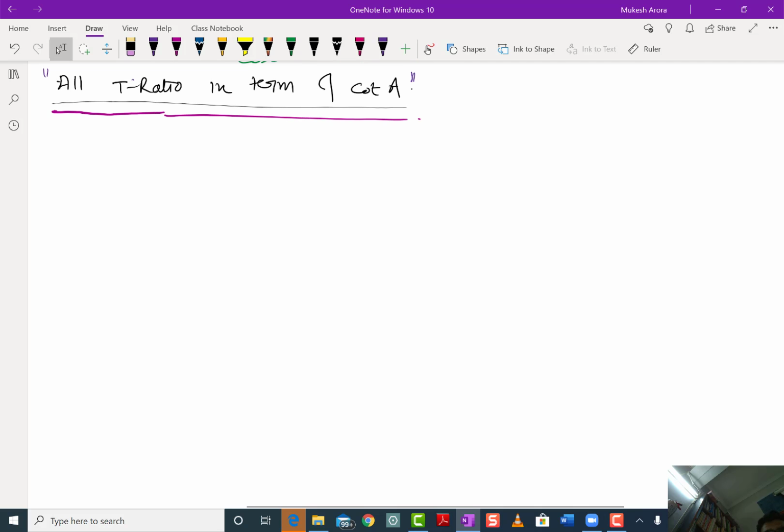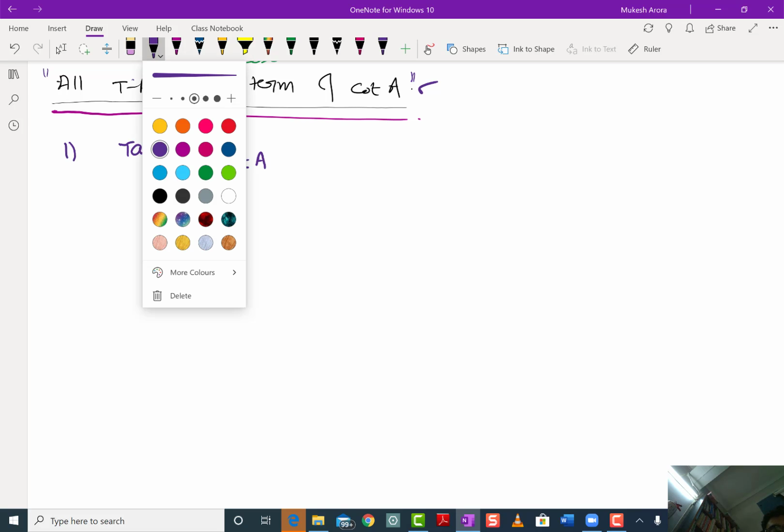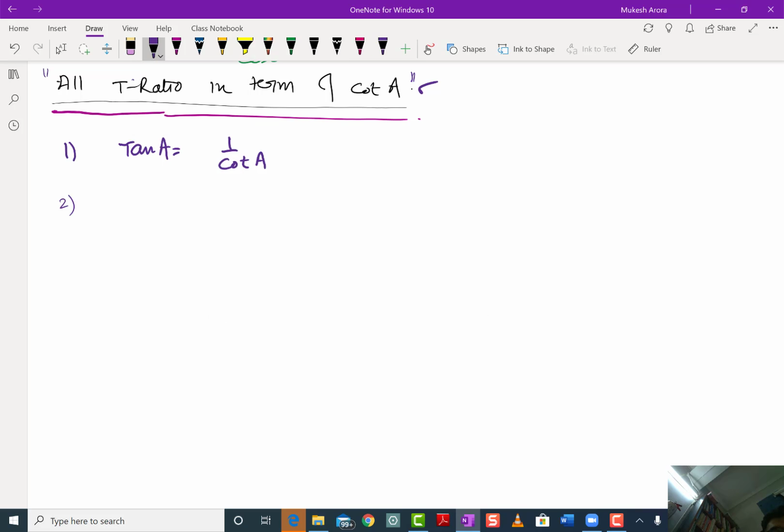Now we have to do the sum where all trigonometric ratios we have to find in terms of cot A. Like tangent A is equal to 1 by cot A. And then one formula is 1 plus cot square A is equal to cosecant square A. So that means cosecant square A is equal to 1 plus cot square A.